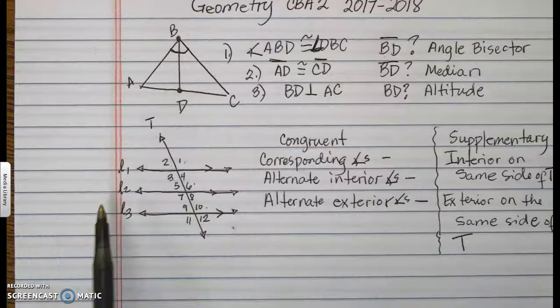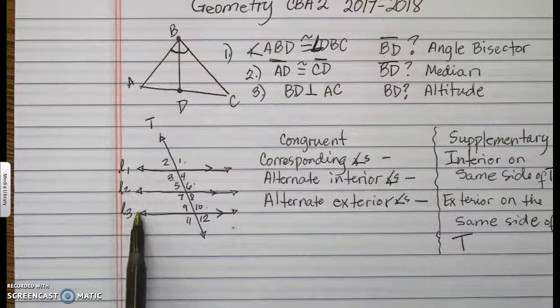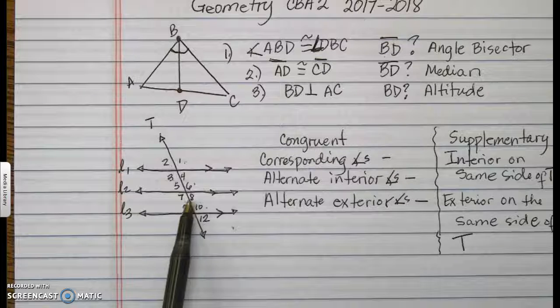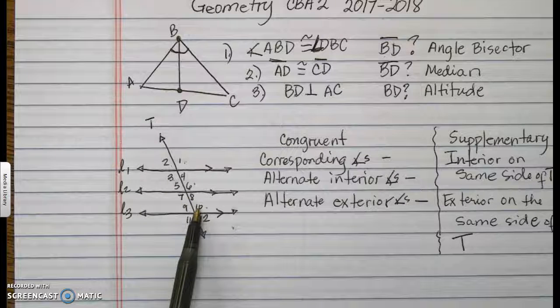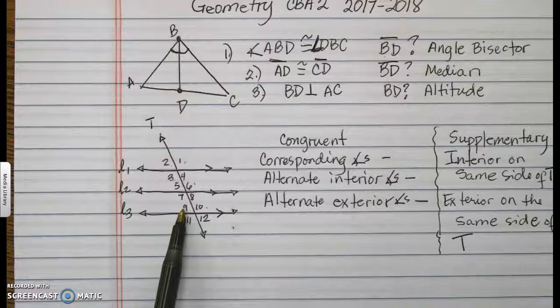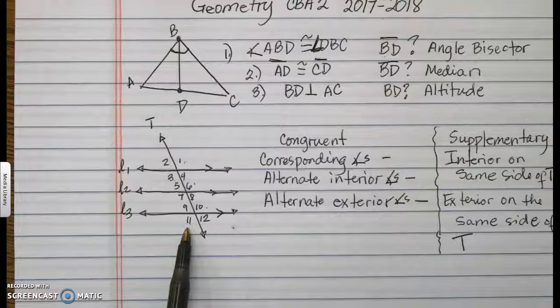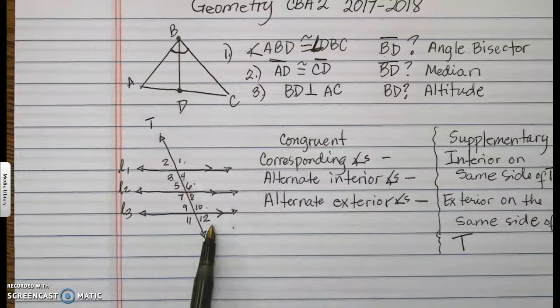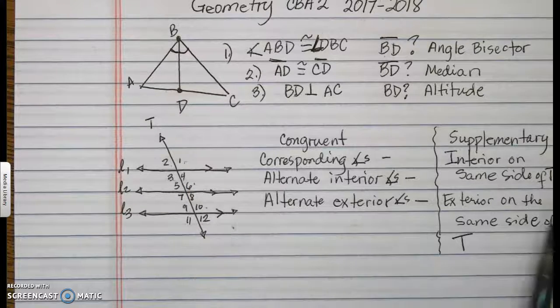Now let's go to lines 2 and 3. Interior angles are as follows. Interior angles on the same side are 8 and 10, which will sum up to 180. 7 and 9 will sum up to 180. 5 and 11, same as 6 and 12. They will all sum up to 180 degrees.